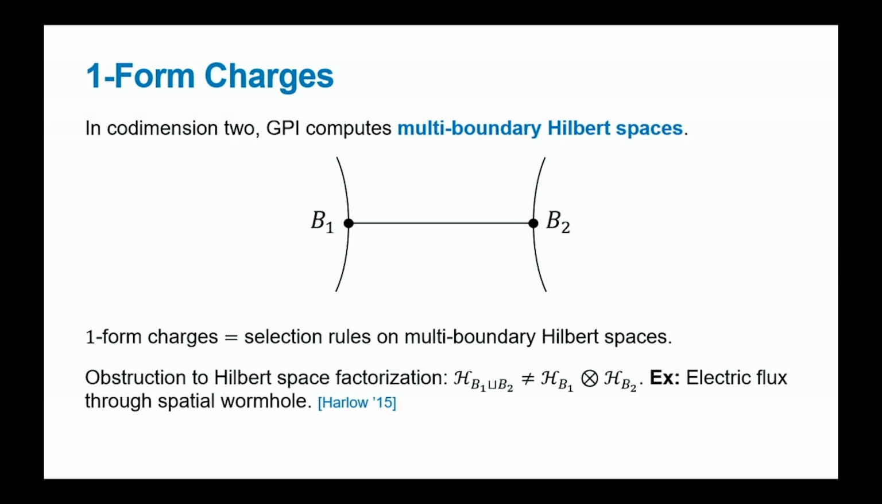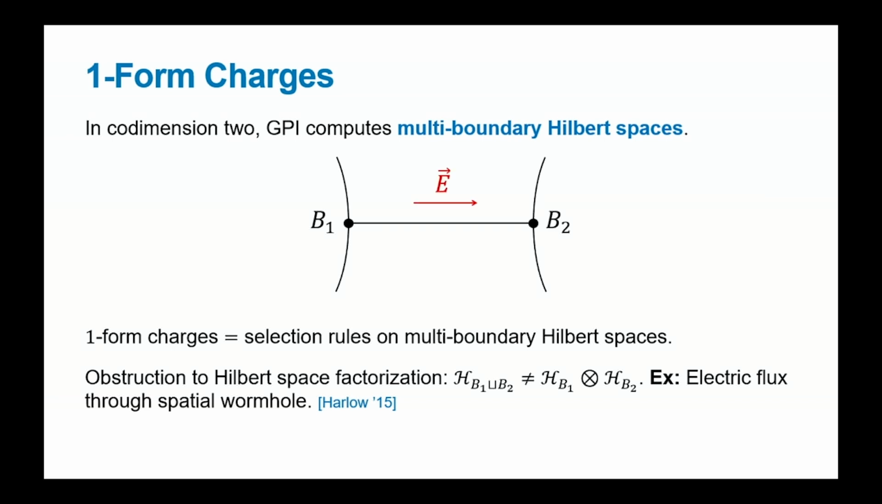Just as zero-form charges obstruct the factorization of partition functions, one-form charges obstruct the factorization of Hilbert spaces. So for example, it might be that the two-boundary Hilbert space is non-zero, but the one-boundary Hilbert space is 0, and so it doesn't factorize as a tensor product. An example of this, going back to a paper of Daniels, is the electric flux through a spatial wormhole.